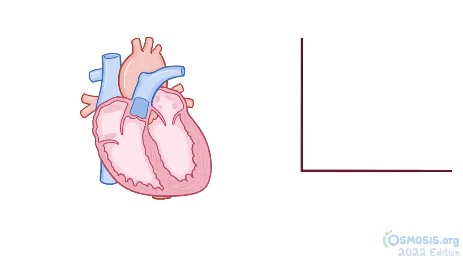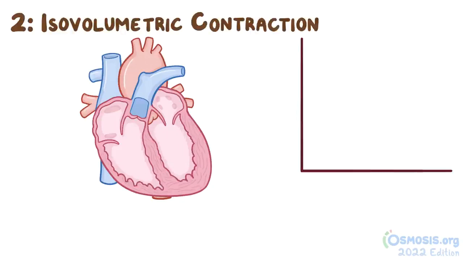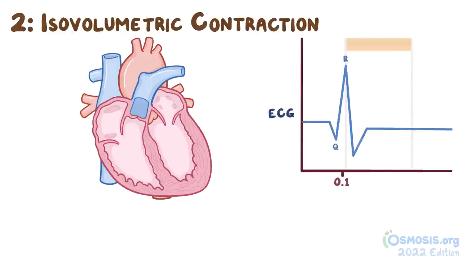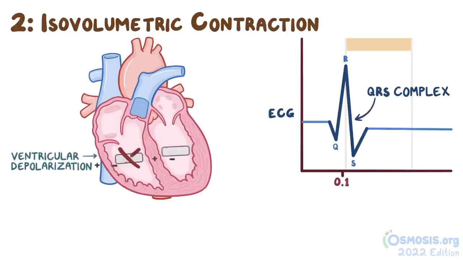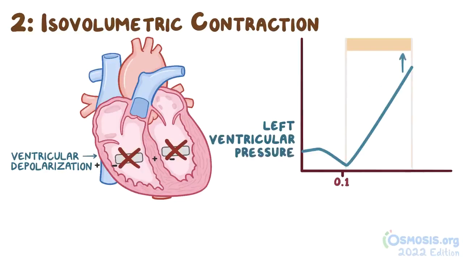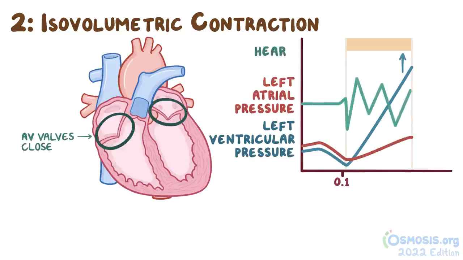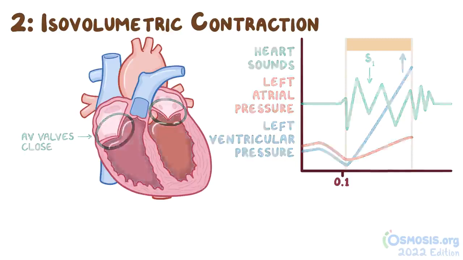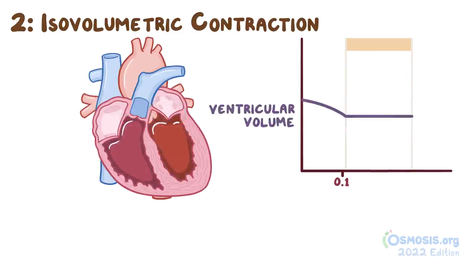The next phase of the cardiac cycle is the isovolumetric contraction. On the ECG, this phase begins with the appearance of the QRS complex, which represents ventricular depolarization. Ventricular depolarization is followed by ventricular contraction. But prior to ventricular contraction, when the pressure within the ventricle exceeds the atrial pressure, atrioventricular valves close, producing the first heart sound, S1. At this point, both the atrioventricular and aortic and pulmonary valves are closed, so the blood volume within the ventricles remains the same, hence the term isovolumetric.